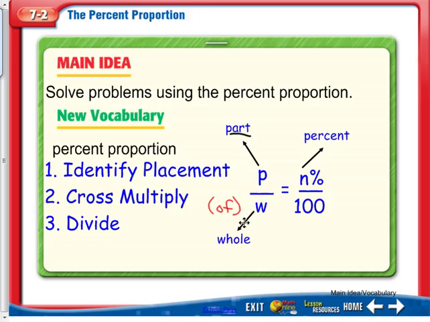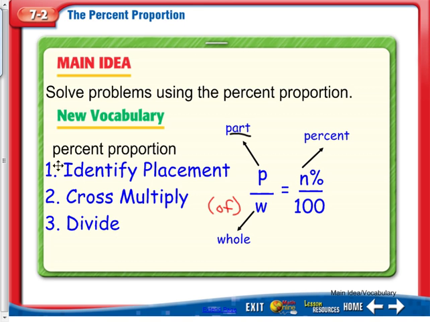Now, the word of is almost always right in front of the whole. Kind of like when we did yesterday, we did percent of a number. Well, that number was always the whole problem. So we never actually had to find the part. And we always talked about whenever we were working with percents in the past, we always put n percent over 100. Okay, so that would be like n over 100.